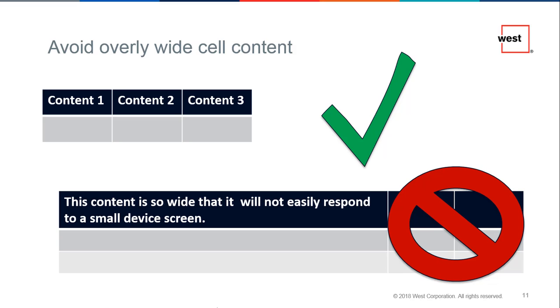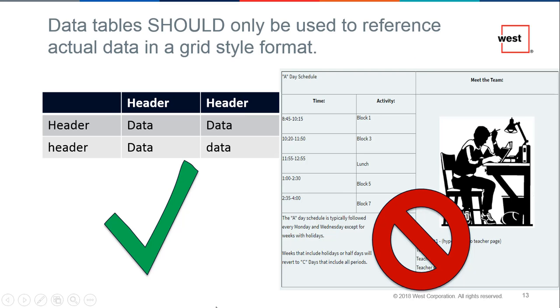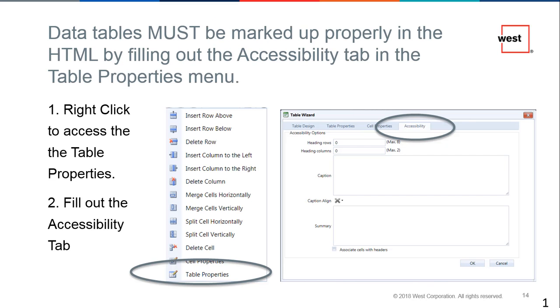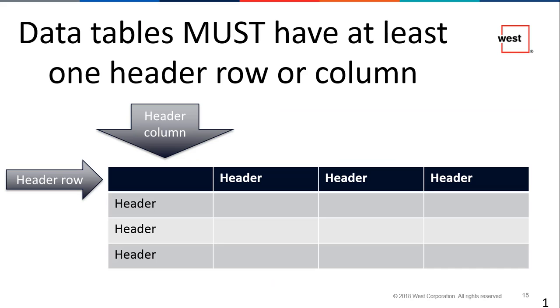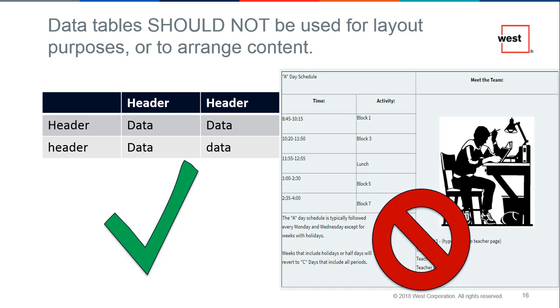First, the purpose. Data tables should only be used to reference actual data in a grid-style format. Data tables must be marked up properly in the HTML by filling out the Accessibility tab in the Table Properties menu. This allows screen readers to associate data in the cells with the proper label or header cells. Data tables must have at least one header row or header column. Without a header row or column, the screen reader will not relate cell data properly.